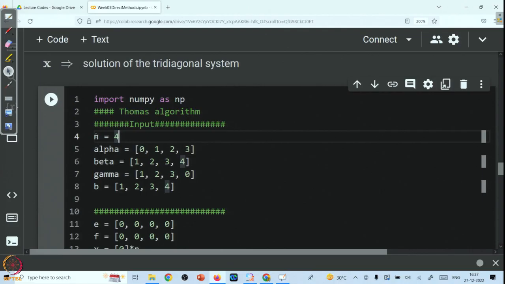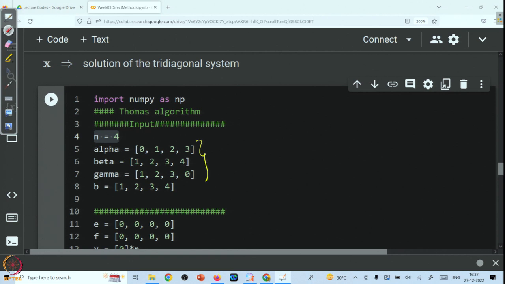Let us first see what the inputs for our code are. The dimension of the system, n, is the first input. I am just taking it as 4, and then instead of defining the entire matrix, we can just define the lower diagonal elements, upper diagonal elements and the diagonal elements. Recall that we used the notation alpha, beta and gamma for the lower diagonal, diagonal and upper diagonal elements. The same notation I am using here also.